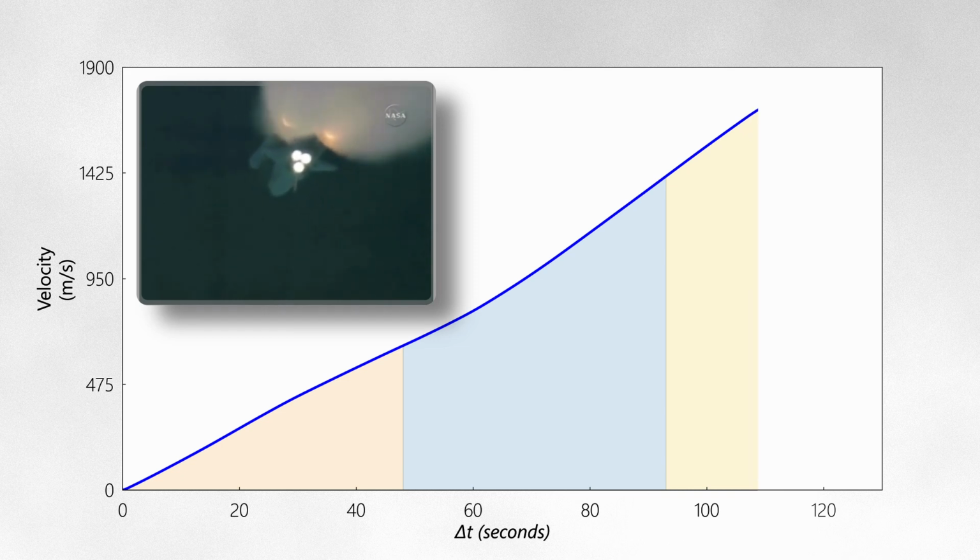After the solid fuel boosters have burned off all of their fuel, they separate from the Discovery shuttle, as we can see soon.